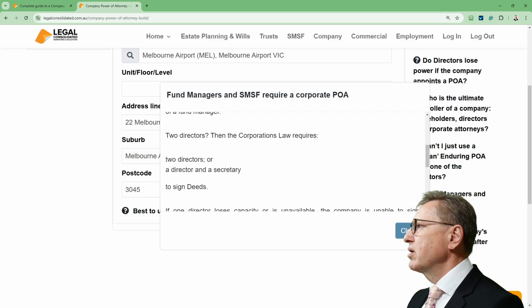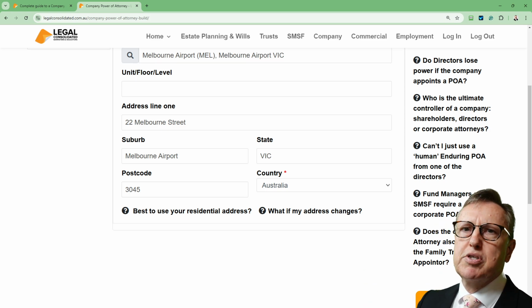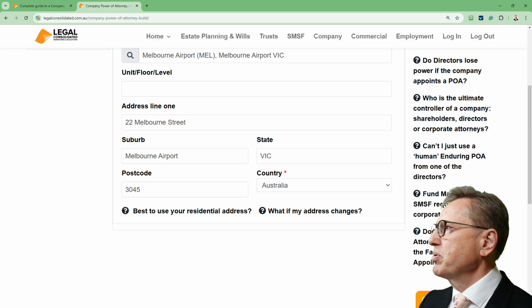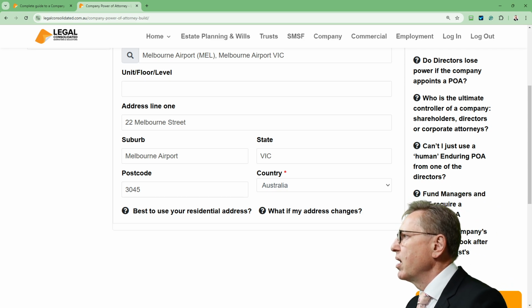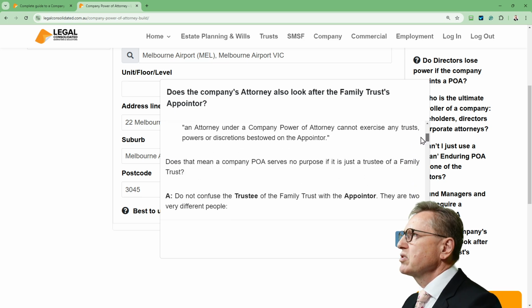So don't go into this world if you've got a company that's trustee of a self-managed super fund without a proper signed company power of attorney. Does the company look after family trust appointor? Goodness gracious.